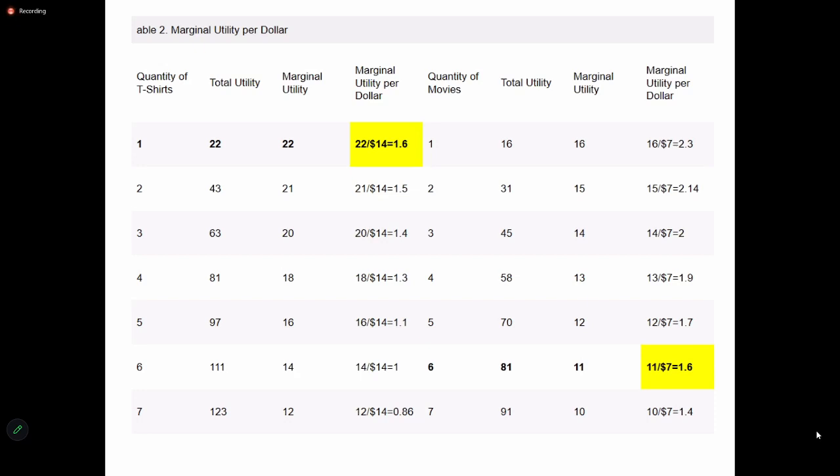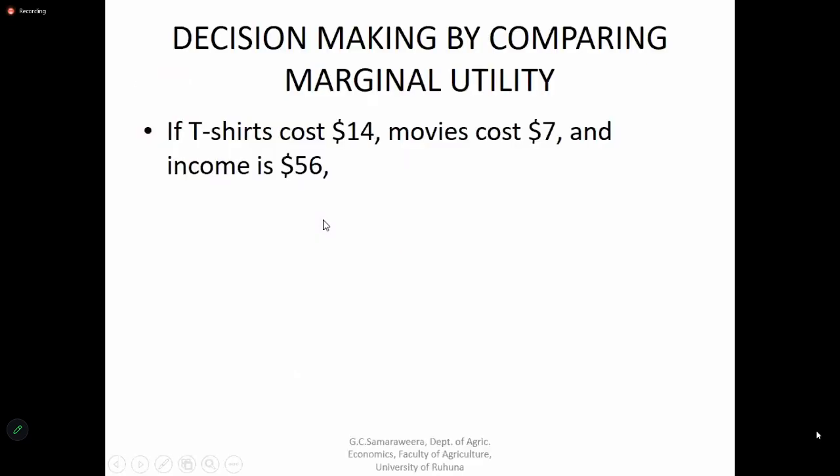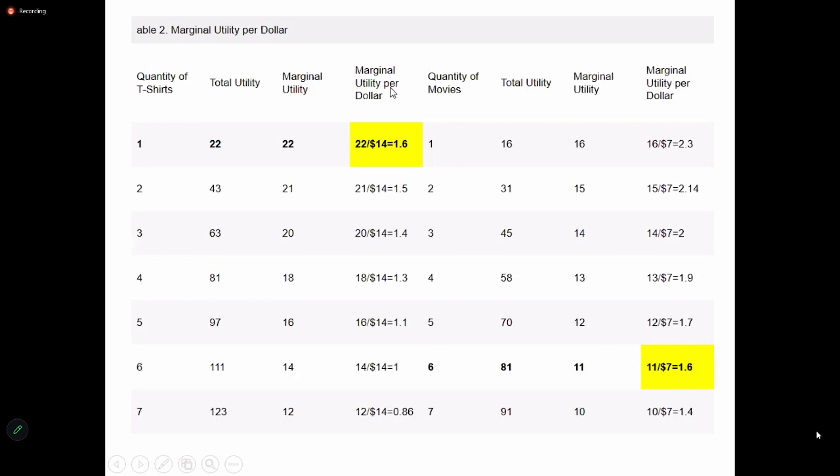Very good, 56. So that's why, see their income, 56. So automatically, when you are calculating these values, when the marginal utility per dollar is equal, it means their total satisfaction is equal. Then they can use their total income by splitting money between these two products, one t-shirt and six movies.